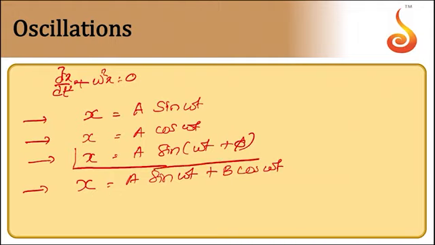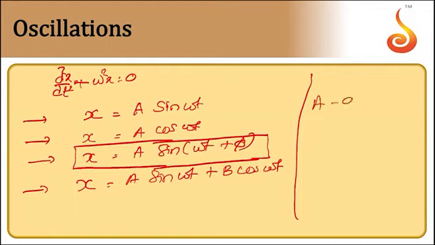This equation, x is equal to a sin(omega t plus phi), is taken as the generic equation of SHM. So this is known as the generic equation of SHM. In this equation, a represents amplitude, the maximum displacement, and the term omega t plus phi represents the phase, which is a measure of the displacement of the particle from the mean position.